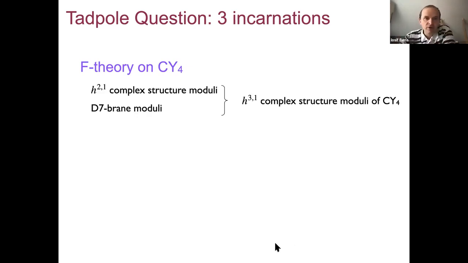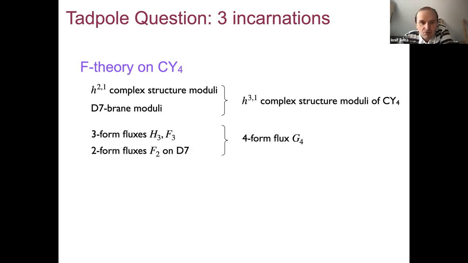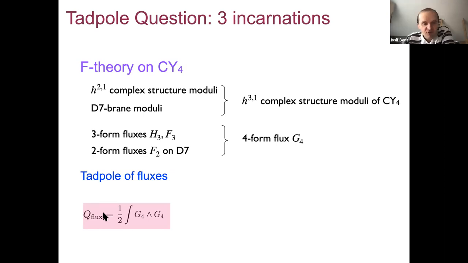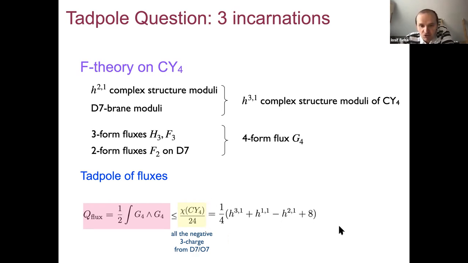If you do F-theory on a Calabi-Yau fourfold, the complex structure moduli and the D7 moduli combine into F-theory complex structure moduli, and the three-form fluxes and the F2 on the D7 brane combine into a four-form flux G4. And the tadpole, the Q in the flux, is given by G4 ∧ G4. And this again has to be smaller than the Euler characteristic divided by 24, because otherwise, this contribution includes the D7s and everybody else. And this Euler characteristic is given by this sum of the Betti numbers.